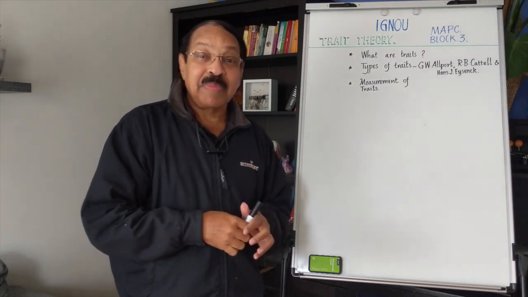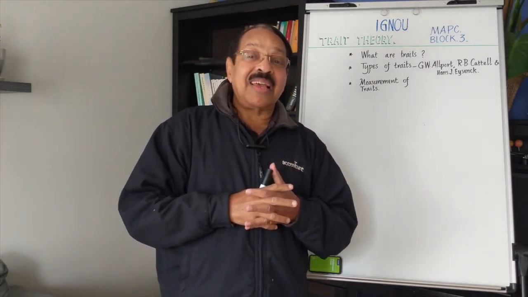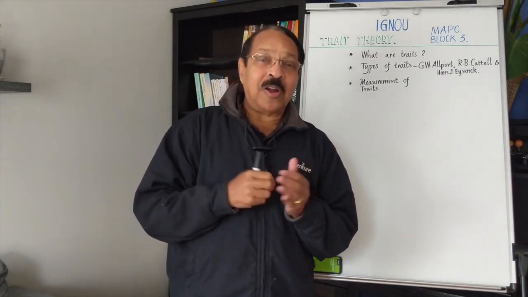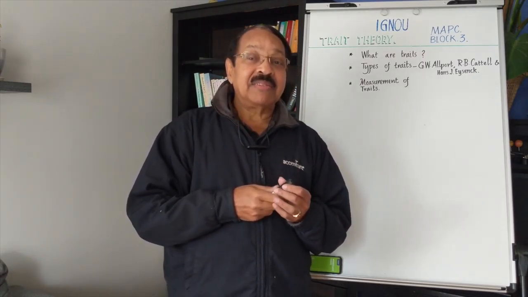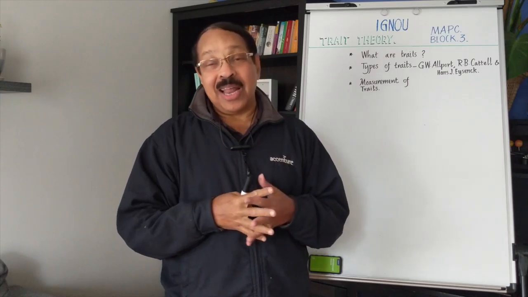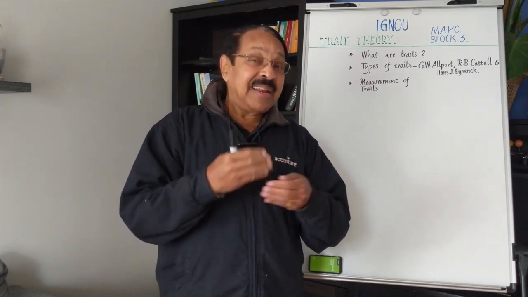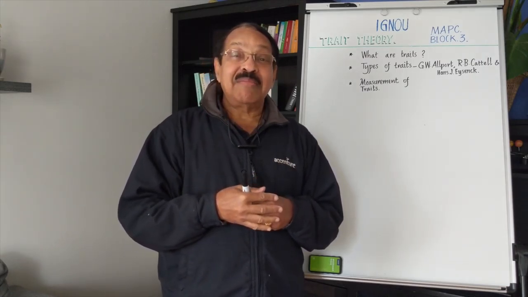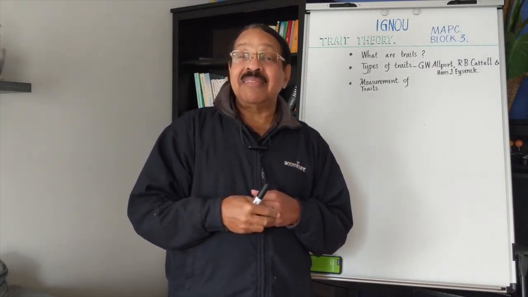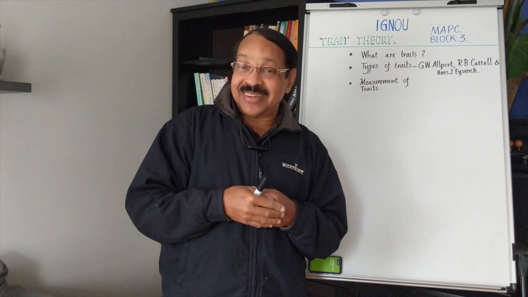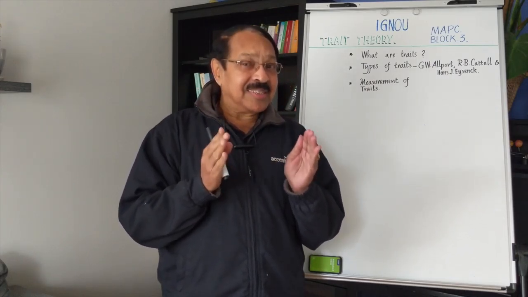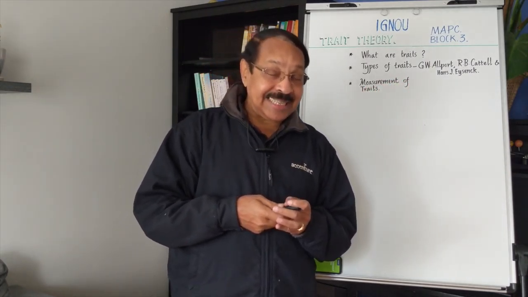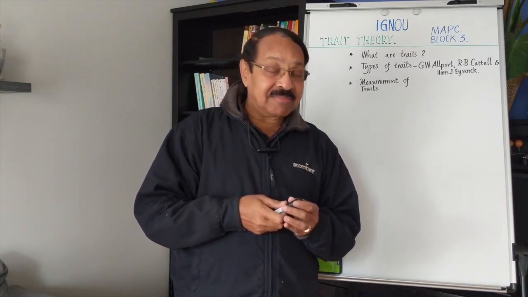We have to see that three very famous psychologists were considered to be the exponents of this theory. One is Gordon W. Allport. Another name is R.B. Cattell, Raymond Bernard Cattell. The third one was Hans J. Eysenck. These three persons' contributions, especially in the initial phase of the development of trait theory, are very commendable.